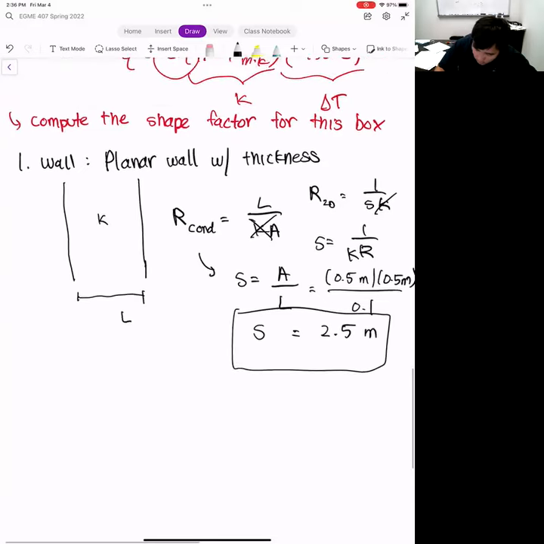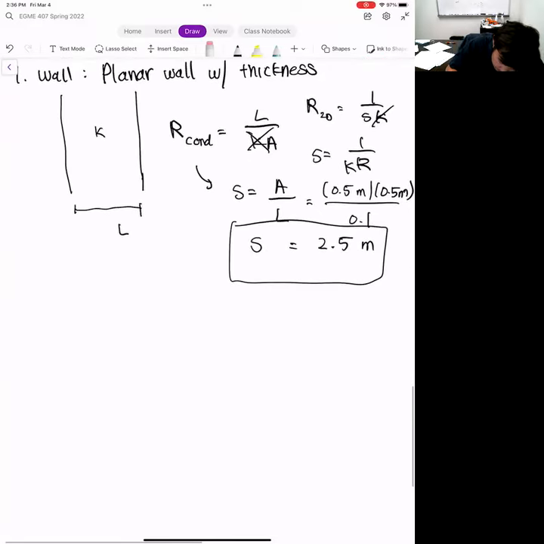Right. So that's the walls. And I think that's a nice calculation to do, because it shows that we can directly connect the concepts of the shape factor and our thermal resistance.